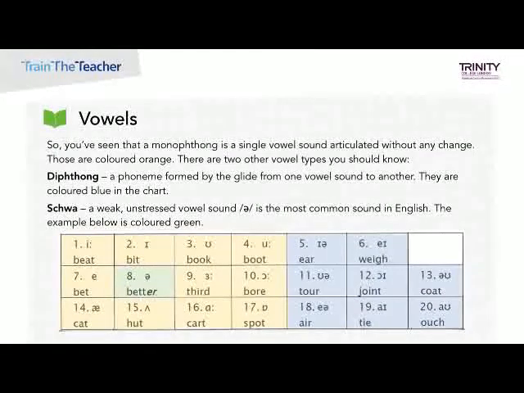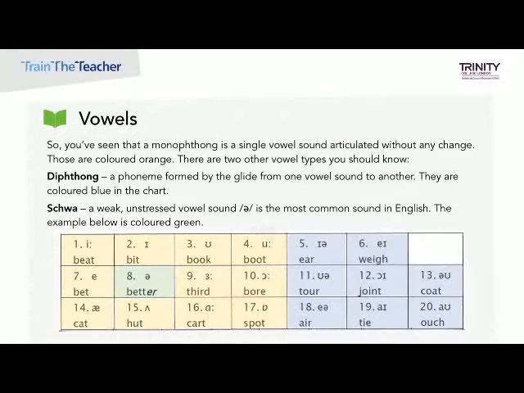You've seen that a monophthong is a single vowel sound articulated without any change. I've coloured those orange in the chart below. But there are 2 other vowel types that you should know. Diphthongs. These are coloured blue. These are phonemes that are formed by the glide from one vowel sound to the other. Ear, way, tour, join, coat, air, tie, ouch.